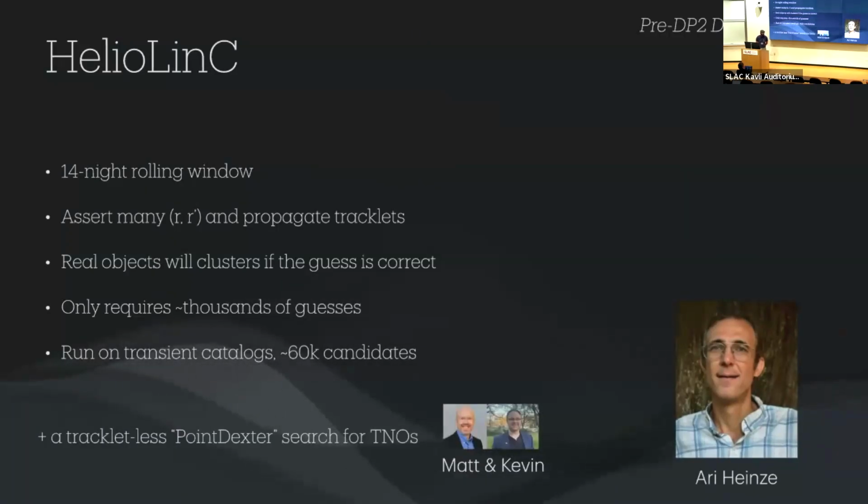There was additionally a very similar algorithm which also asserts a few missing parameters, but instead of asserting these on tracklets, it asserts them on individual detections. So Matt and Kevin searched the outer solar system, the very slow-moving objects, using a tracklet-less algorithm that shows substantially higher completeness in this case.